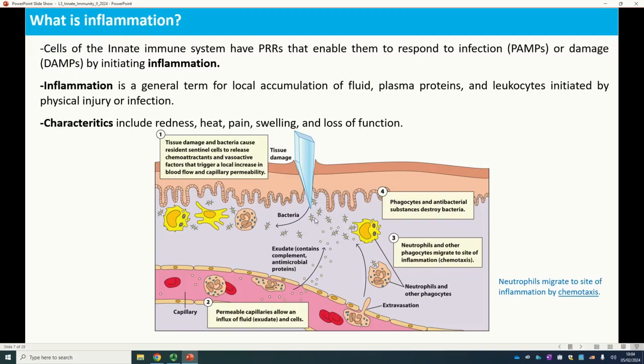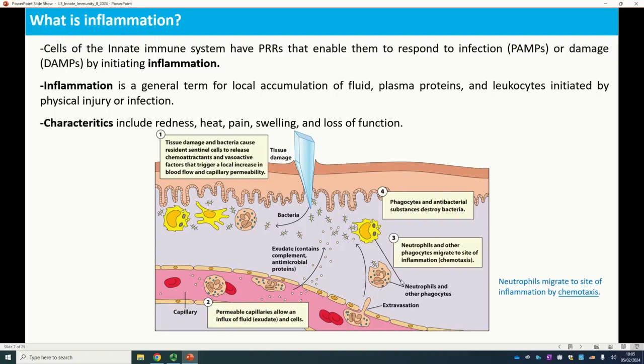We've got a splinter, we've got an introduction of bacteria into the body, and basically these resident or sentinel effector cells will detect the bacteria. We'll get some phagocytosis, but they'll also release chemoattractants as well as vasoactive factors. And what that will do is increase permeability of the vascular endothelium. It will recruit cells, so neutrophils, and they'll cross the endothelium by a process known as extravasation, which is something that we'll talk about later on.